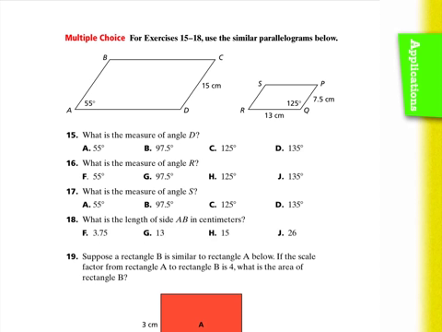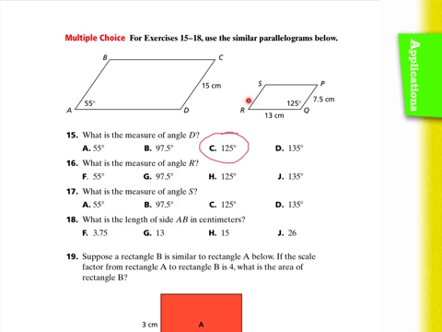Okay, on to 15, 16, 17, and 18. These are multiple choice questions, and we're going to use the parallelograms that are listed right here. Okay, so for 15, what is the measure of angle D? Well, angle D corresponds to angle Q, and that's given to us as 125 degrees, so that means that it is answer C, 125 degrees.